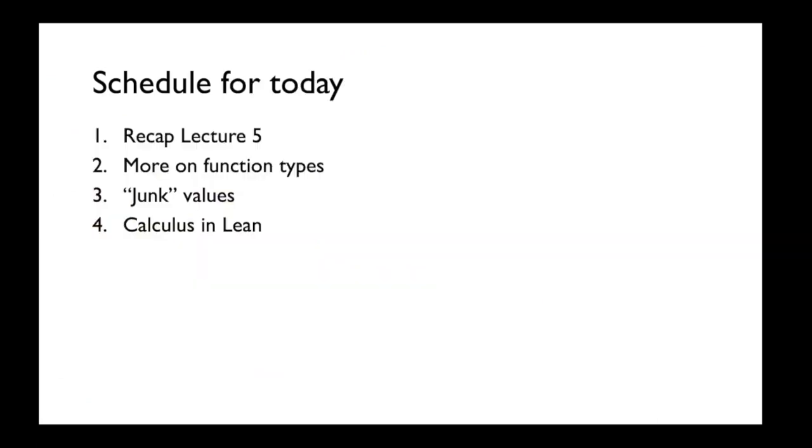All right, so today we're going to recap lecture 5 and then talk about some more stuff that I think I missed discussing yesterday about functions and their types. And then touching on junk values, so we can revisit a thing that happens when we're working with calculus and Lean, and then work through a bunch of examples. We have a lot of problems in the lecture 6.lean file, which I posted to Zulip.